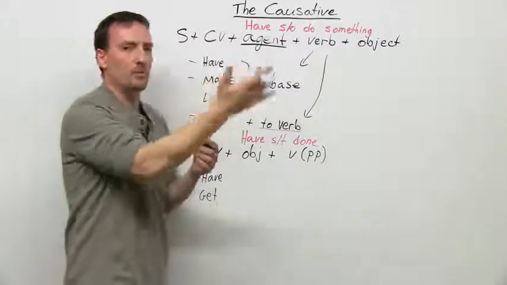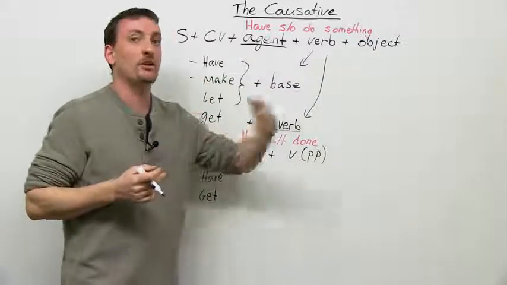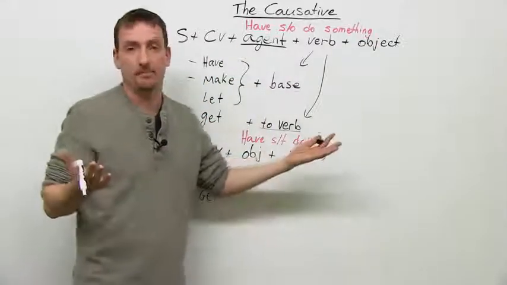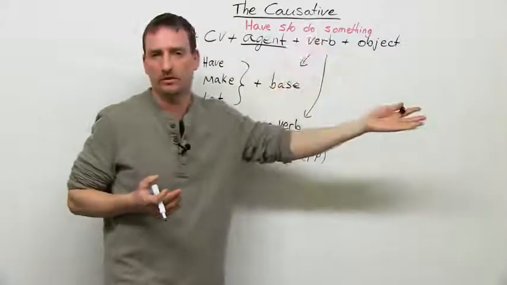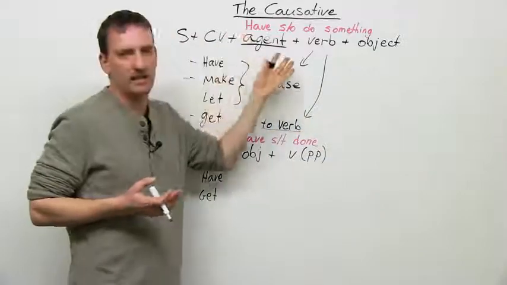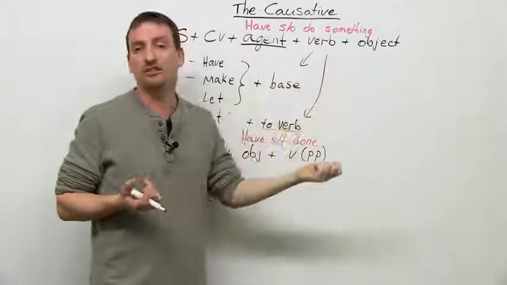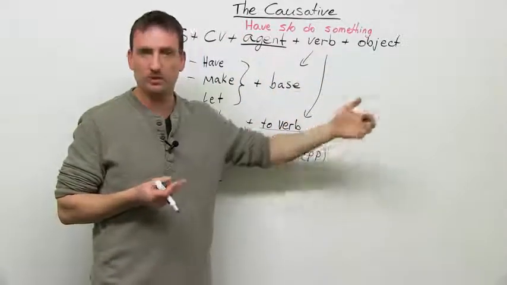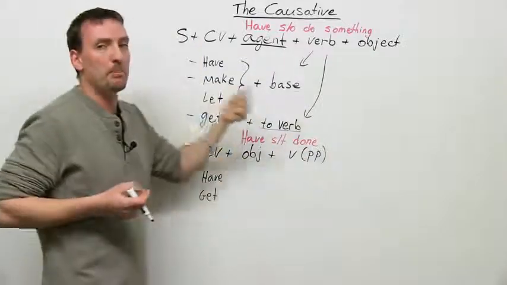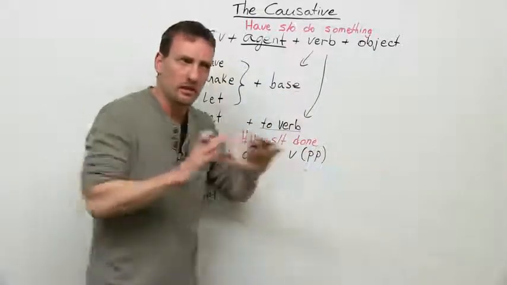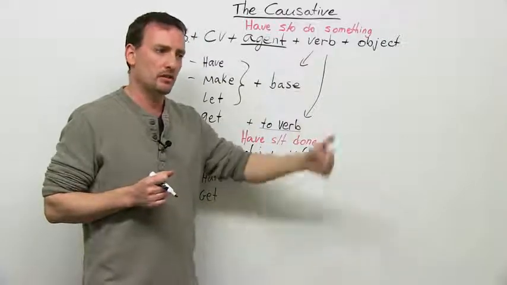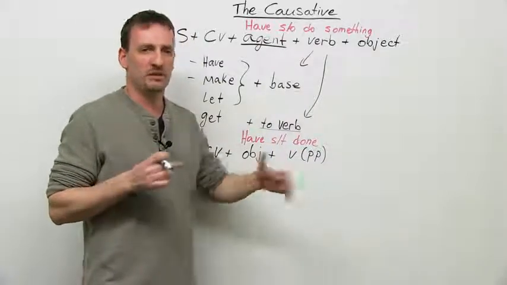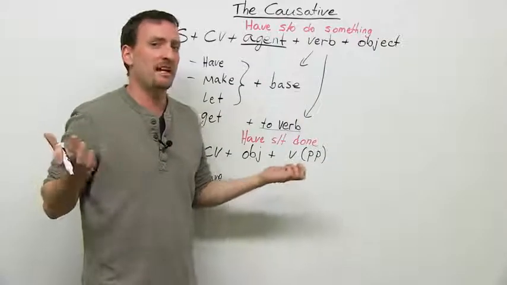When you have someone do something, you're commissioning them, you're paying them, okay? I will have the painter paint my house. I will have the mechanic fix my car. These are services. You're paying someone to do something. I will make someone do something. You're a little bit forcing them, right? I will make my little brother clean my room. Why? Because he's my little brother. I'm bigger than him. I can make him do things.